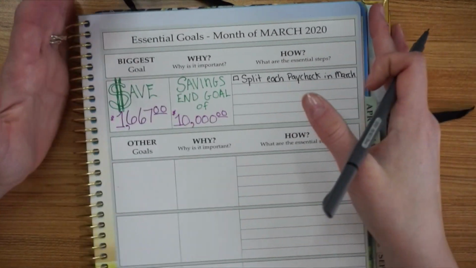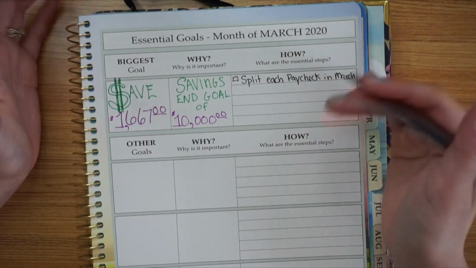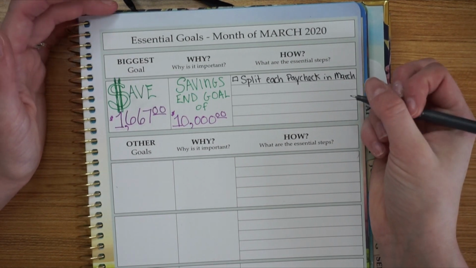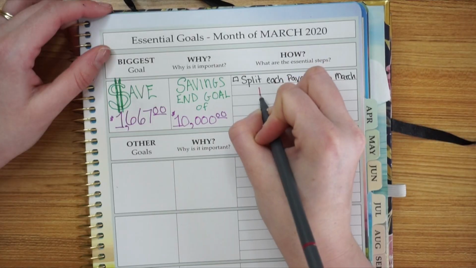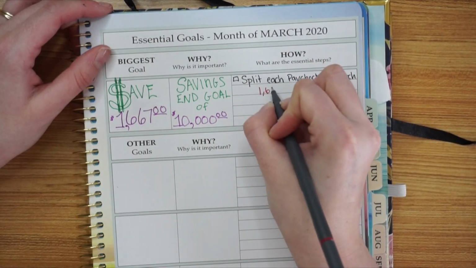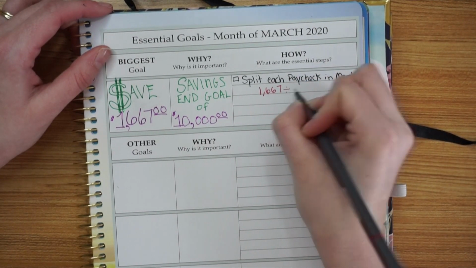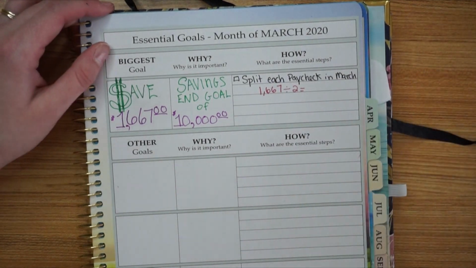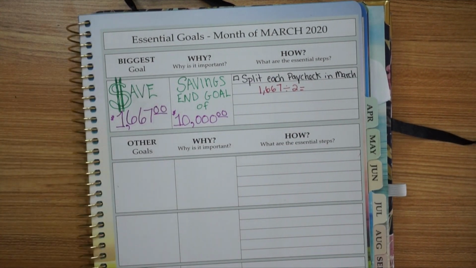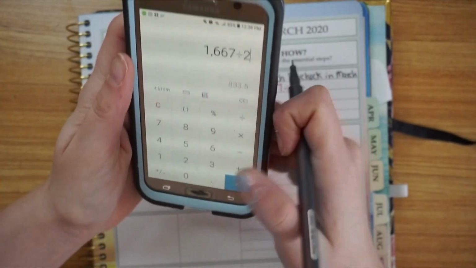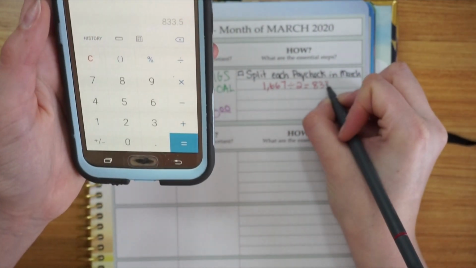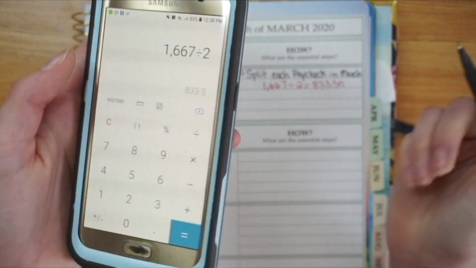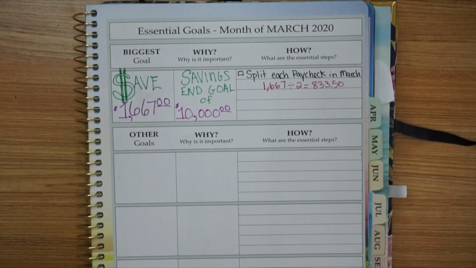We know that there are 2 pay periods, 2 paychecks in the month of March. So what I'm gonna do, I'm gonna do some math real quick. Do it in red. I got a total of 1,667 that I need to do. Divide that by 2. We get 833.5. So same amount that I did last month.